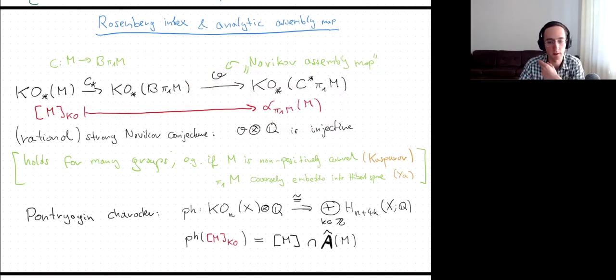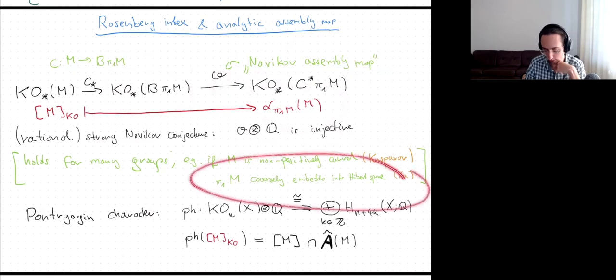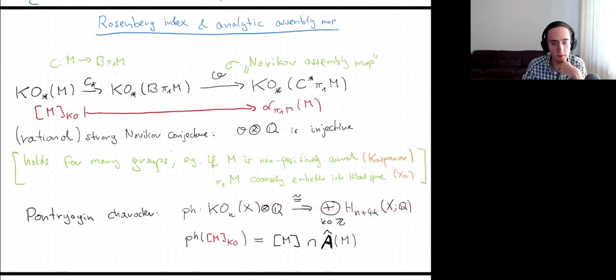So for instance, if M is non-positively curved, this was something which was first proved by Kasparov. And another maybe large class of groups is all those groups which coarsely embed into Hilbert space, which is a result of Yu. Much more can be said about this, but I will leave it at that, in order to not turn this into a survey on the Novikov conjecture.